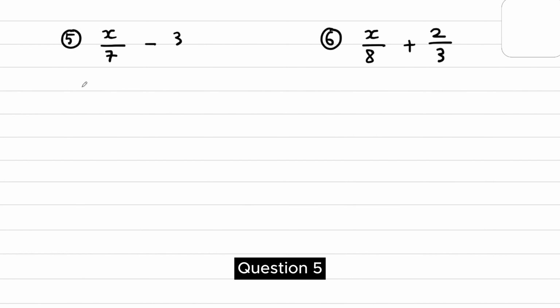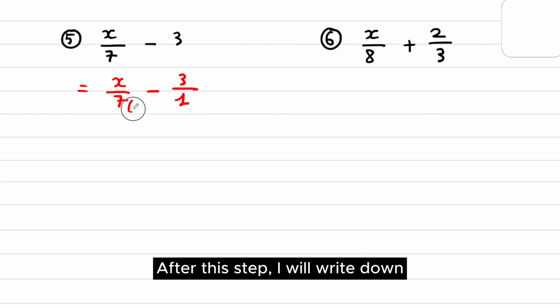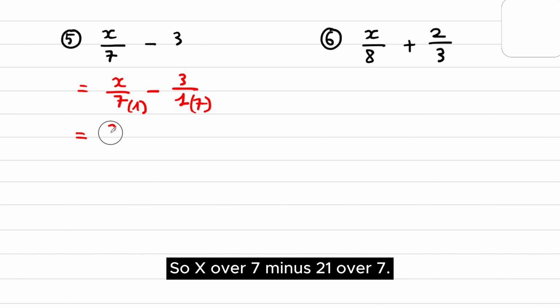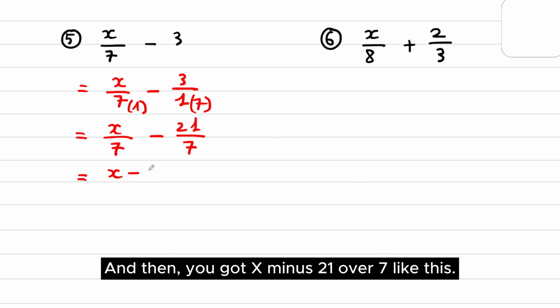Question 5, x over 7 minus 3, okay, 3 over 1. After this step, I will write down 1 in here and 7 in here. So x over 7 minus 21 over 7. And then you get x minus 21 over 7 like this.